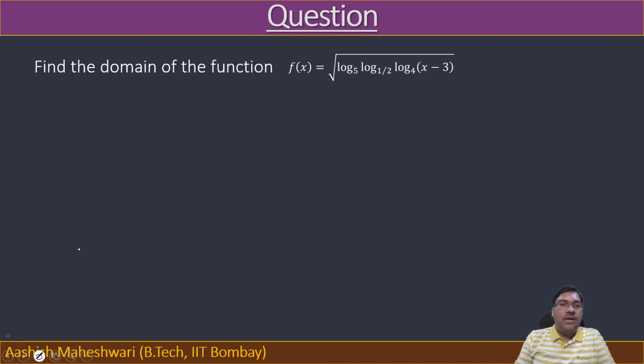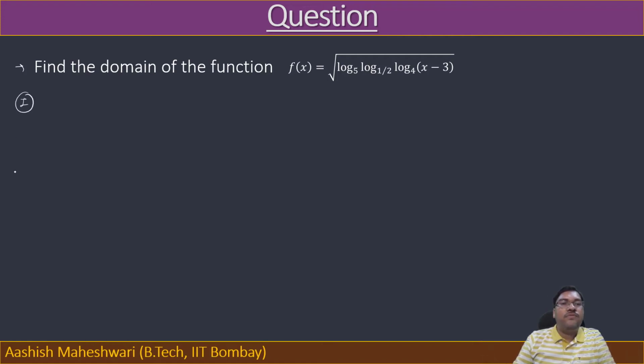This is again on the same lines, you have to find the domain of this function f(x). Now here we have log of (x minus 3) to the base 4, and then again a log on the base half, and then this value is on the base 5. So now we have to find the domain of this. The question is exactly similar to what we have done in the first question, only thing is here we have different logs. Okay, so now let's start with this.